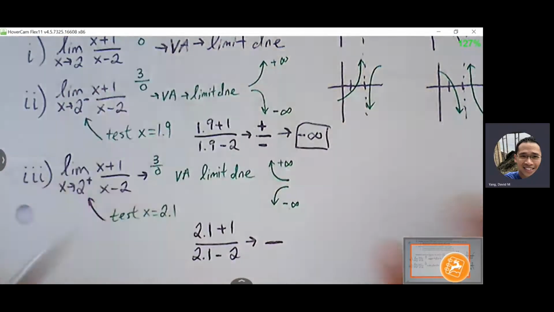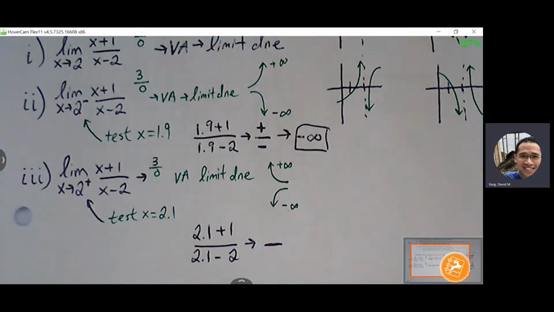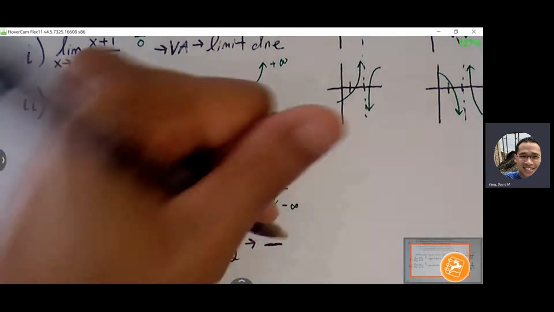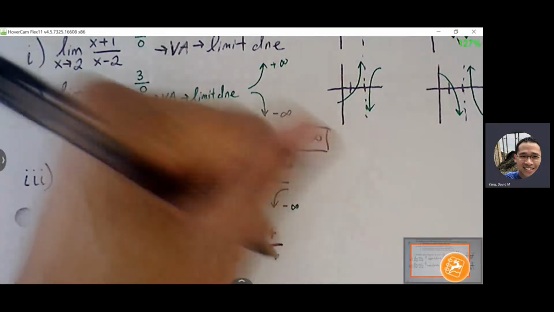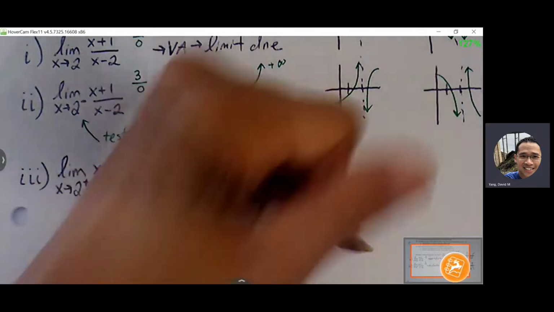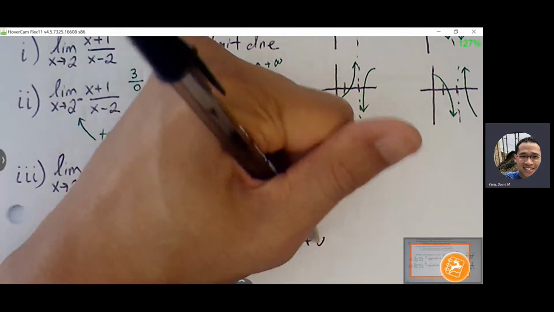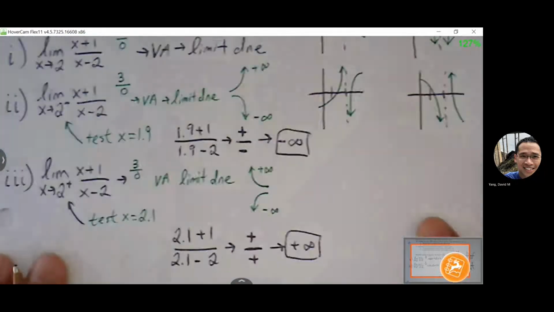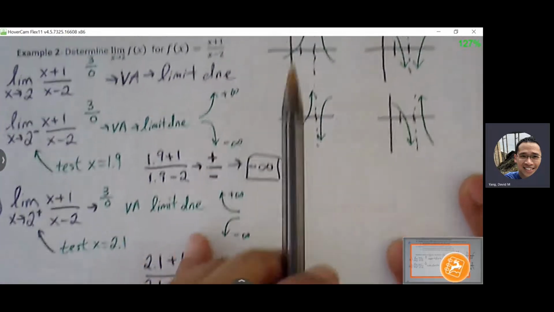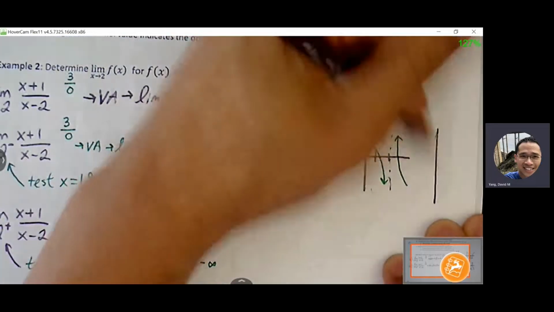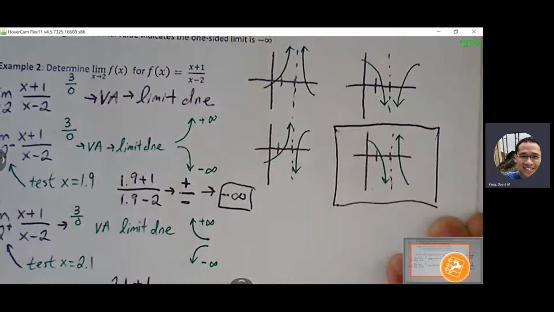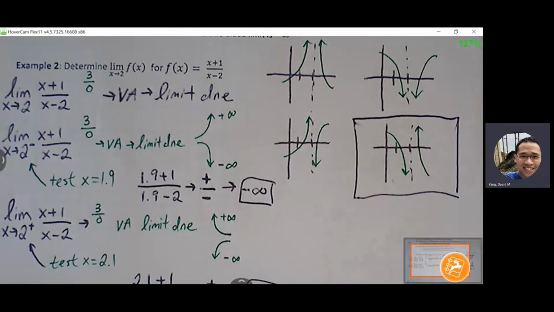Again, I don't care about the decimal value. I just want to know whether it's positive or negative. So the numerator gives me positive. The denominator gives me positive. So positive over positive is positive. So we know that from the left it's going down to negative infinity. We know to the right it's going to positive infinity. We have an idea how the graph is going to look, right? It's going to look most like that.